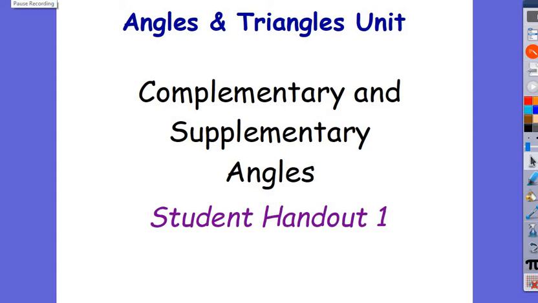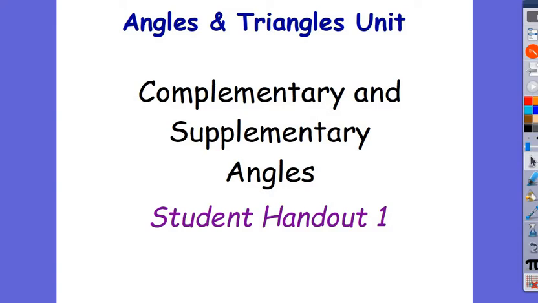Okay, we are starting angle and triangle units. You will notice on my agenda board it says SH1. If you notice at the top of this page it says Student Handout 1. So what do you think SH is standing for? Student Handout. And then if you flip the page, it says Homework 1, and I bet the Homework 1 on my agenda stands for Homework 1.